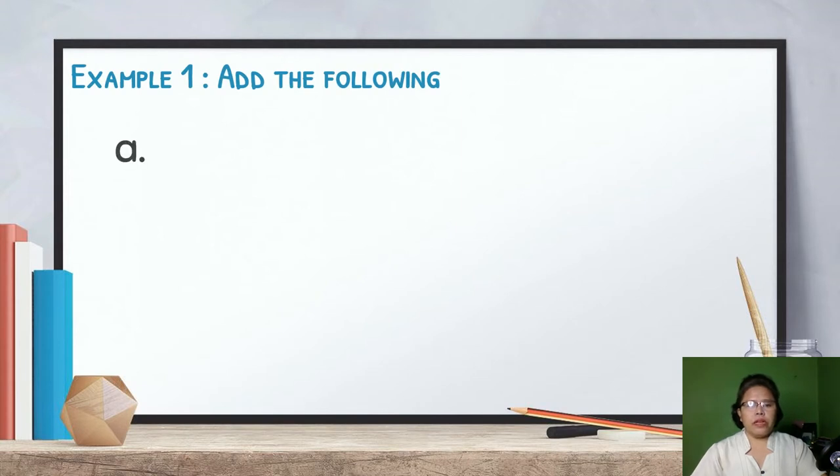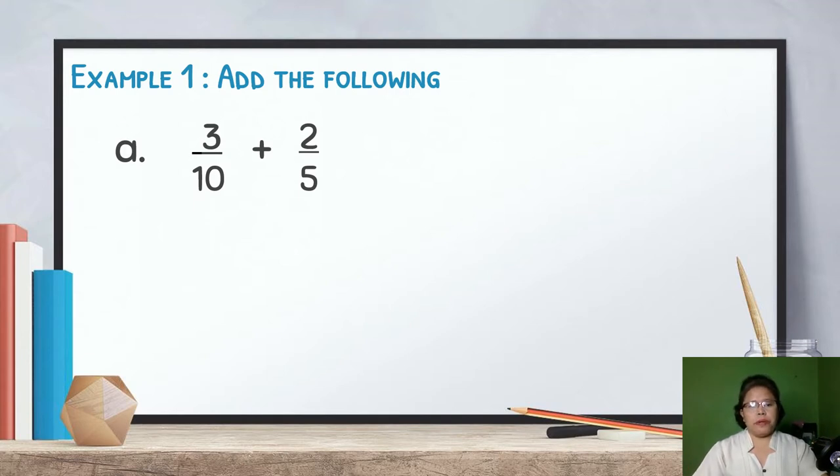Example 1. Add the following: A, 3/10 plus 2/5. So, we need to change this into a similar fraction, and we actually have a video on changing dissimilar fractions to similar fractions. You can check it out. And let's compare. The denominators here are 10 and 5. So to get the LCD, we can start with the bigger denominator, which is 10.